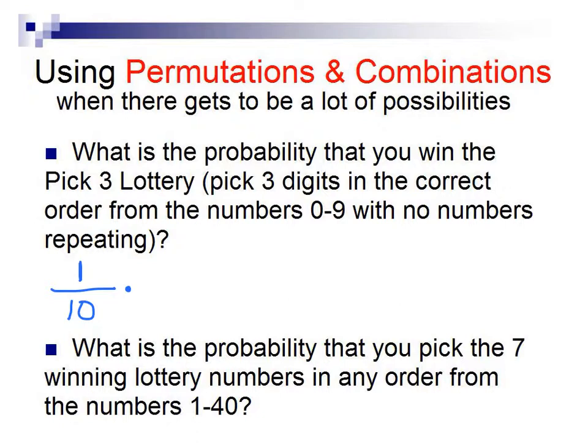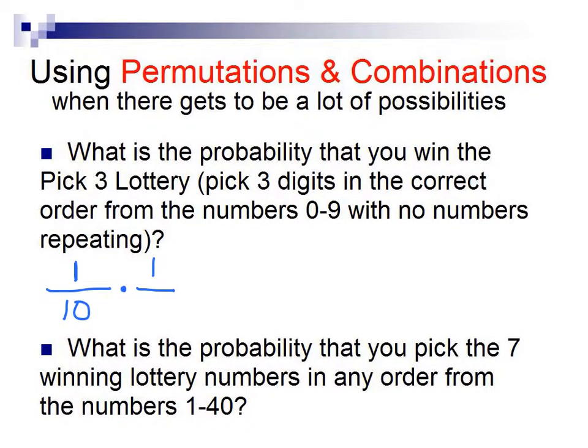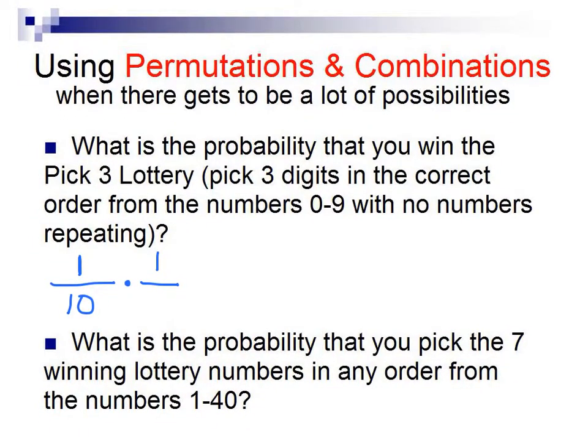I would do it again and say, what's the probability that I get the second one correct? Well, there's still only one correct one, but since there's no repeating and I've used up one, I'd only have 9 options for that second number. On the third one, again, only one correct one, but now there's only 8 options. And then we could multiply those fractions together.